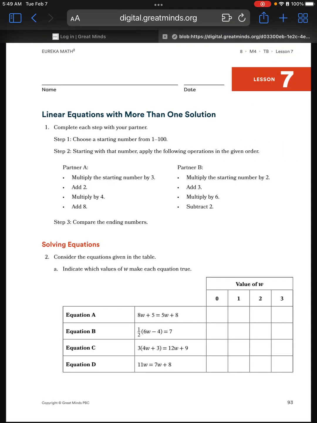Okay, so this is lesson 7, linear equations with more than one solution. We started our work on workbook page 93, beginning with this partner activity. I'm just gonna scroll down to the bottom of 93 and get started on the work with solving equations.